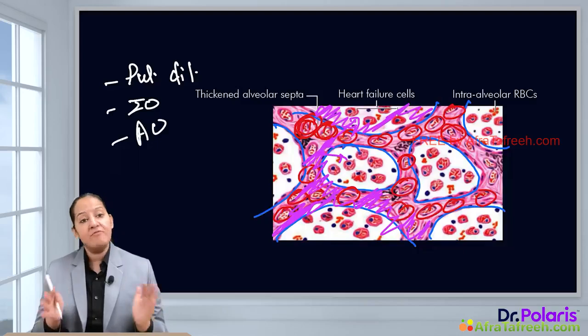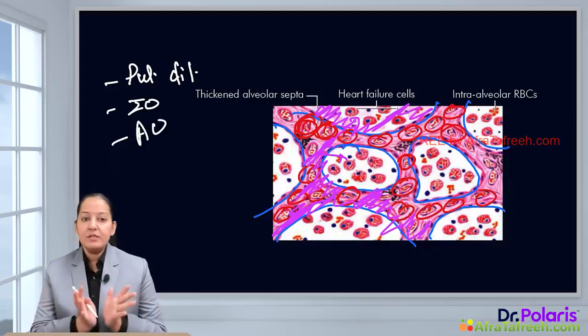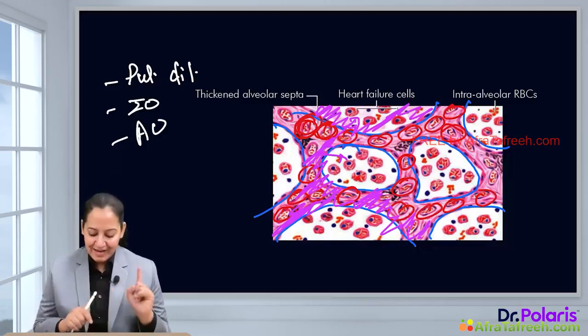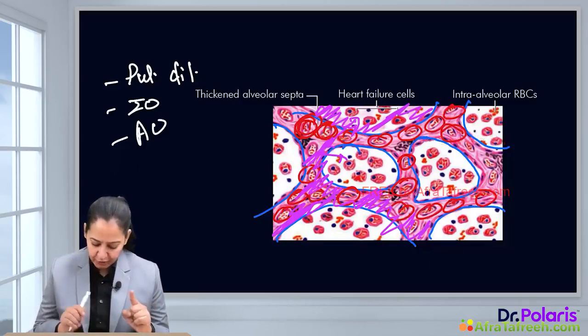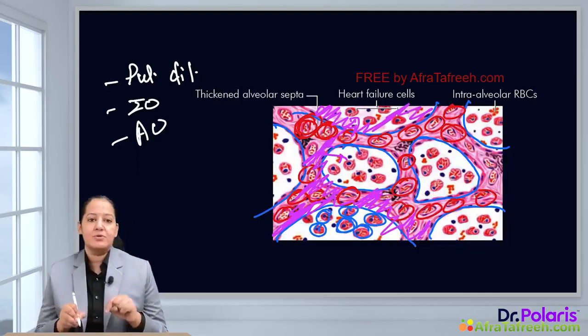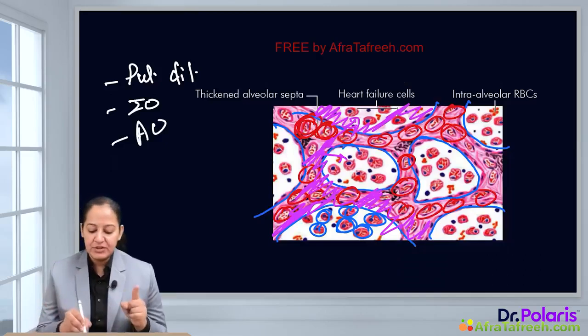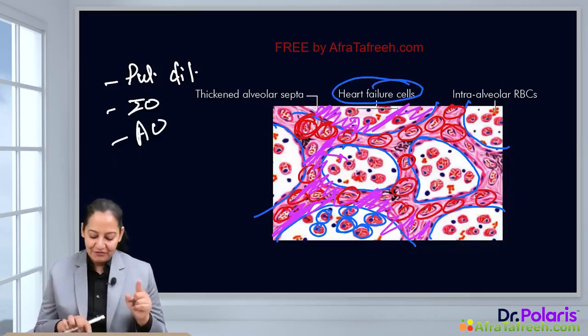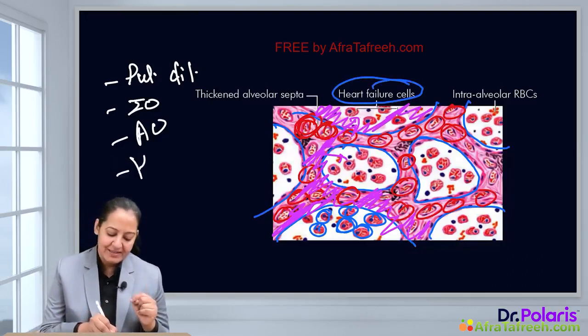Now, the lung has macrophages in it. These macrophages will engulf the hemosiderin. Can you see the cells? Let me mark the cells for you. Please appreciate all these cells. These cells are the macrophages and see the cytoplasm of these cells. It contains hemosiderin. So these are hemosiderin containing macrophages which are known as heart failure cells. So the fourth finding here is that heart failure cells are formed.